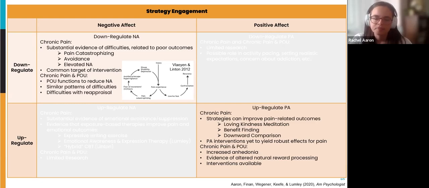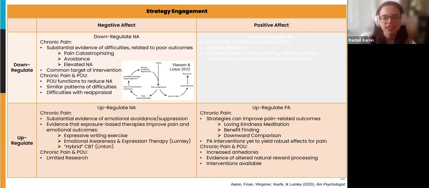Just a quick note on people who have both chronic pain and problematic opioid use. We do see greater anhedonia, which just means less positive emotion overall. And we also see some evidence of altered natural reward processing, which just has implications for how positive emotion is experienced. Okay, so now we're moving into our counterintuitive categories here. Upregulating negative emotion, so feeling more of something bad. So it seems counterintuitive, but in fact, experiencing negative emotions is a really critical part of healing.